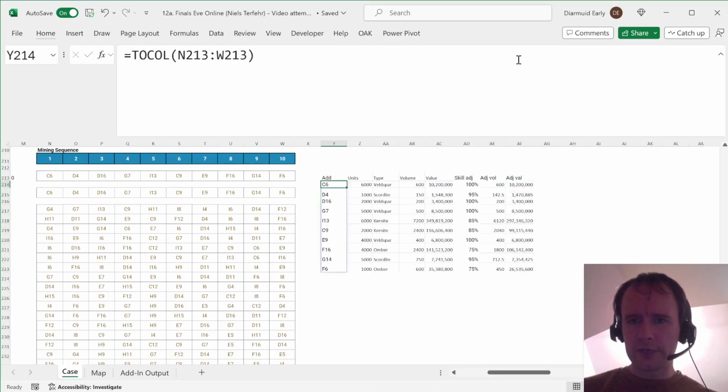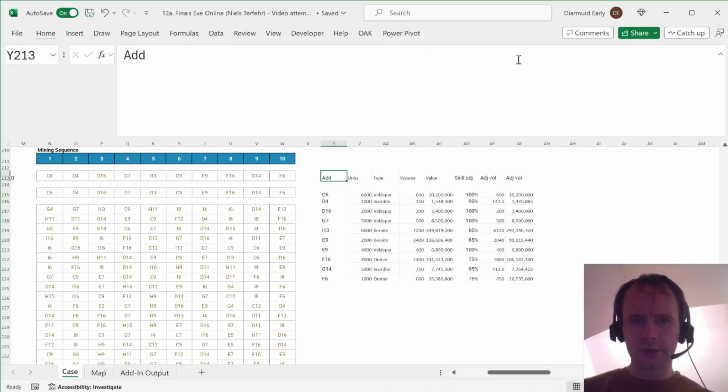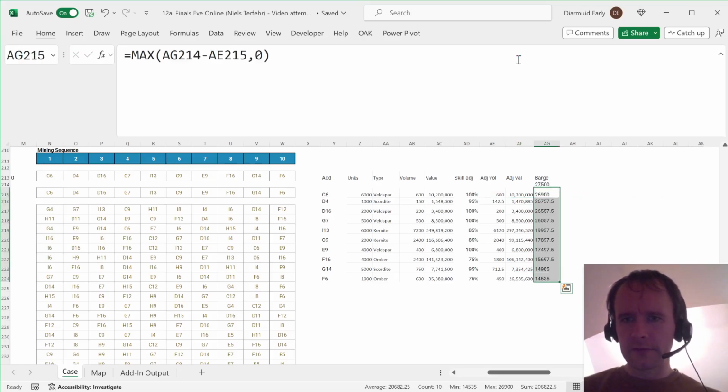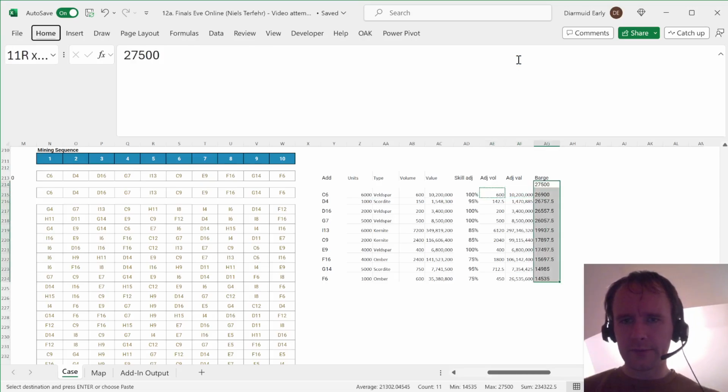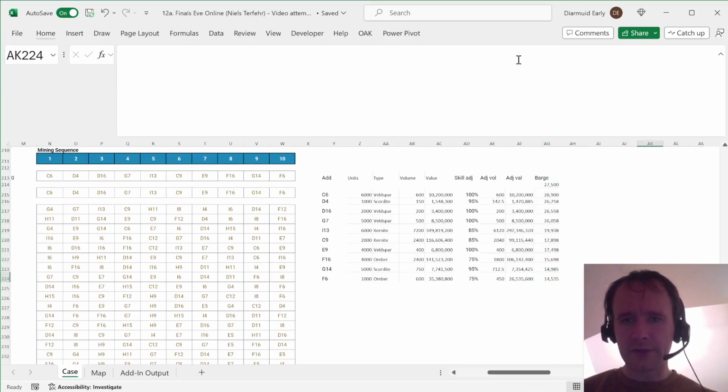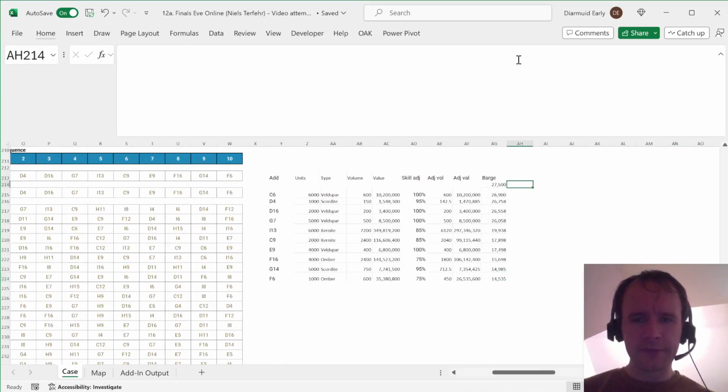So then we're going to be gradually filling up our barge. So let's just do that. We'll say barge. So it starts off at 27,500. Then we're just going to say max of that minus the adjusted volume and 0. And again with the number format. Okay, so in this case we don't actually fill the barge, but in other examples we do.